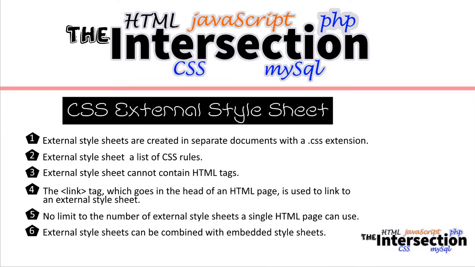An external style sheet is a file containing only CSS syntax. So it is a document containing only CSS syntax and with an extension .css. This document contains CSS rules and it cannot contain any HTML tags. And it's tied to the HTML file by using the link tag. This link tag is in the head of the HTML page. No limit to the number of external style sheets. And an external style sheet can be combined with embedded style sheets.